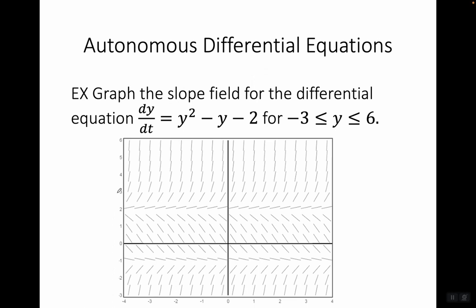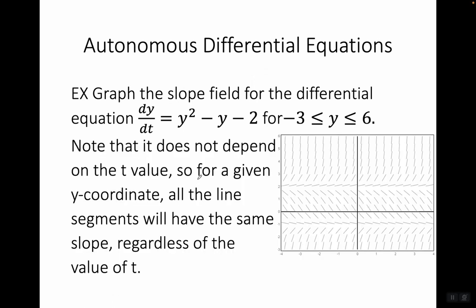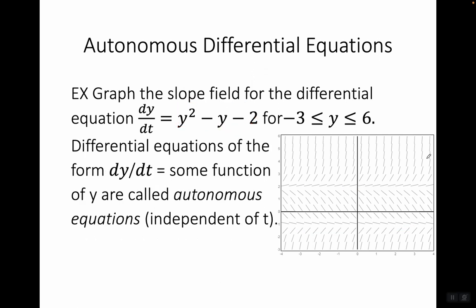So pretty slick. Note that the solution does not depend on the t value. So for a given y coordinate, all the line segments will have the same slope. Notice that the equation doesn't have a t in it. So as long as the y coordinate's the same, the line segments are going to have the same slope. All of these have the same slope, all of these have the same slope. It depends just on y, not on t.